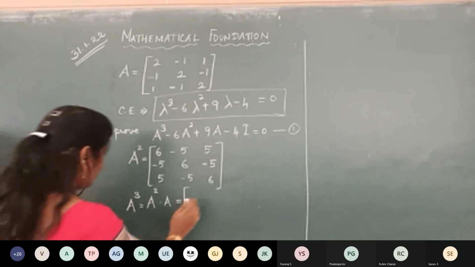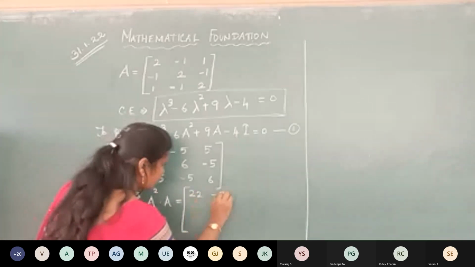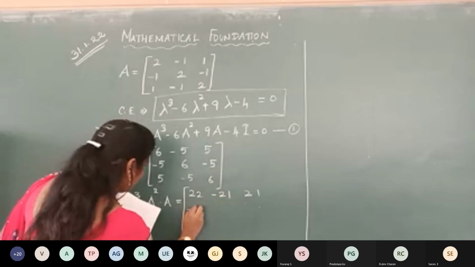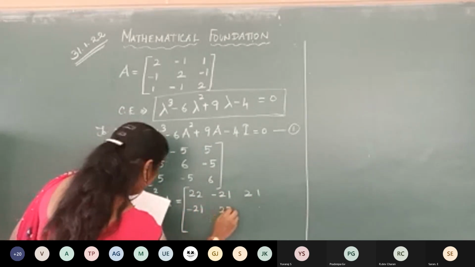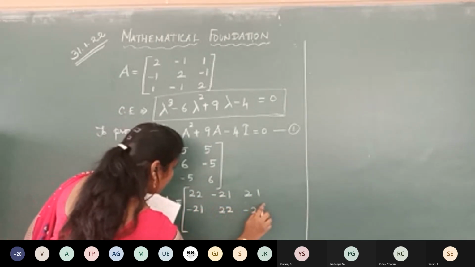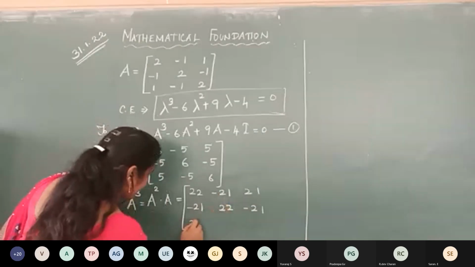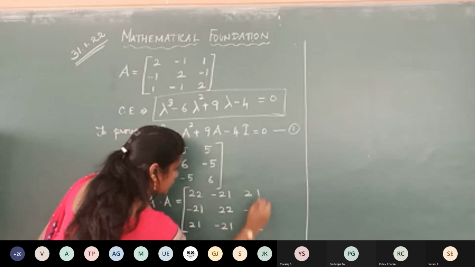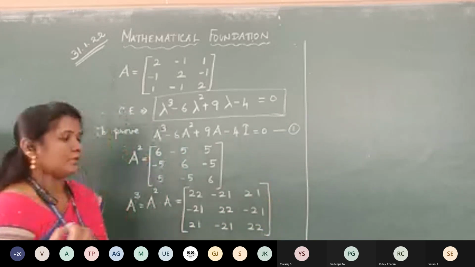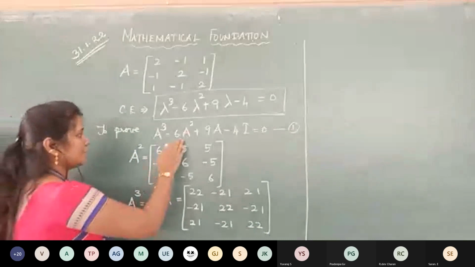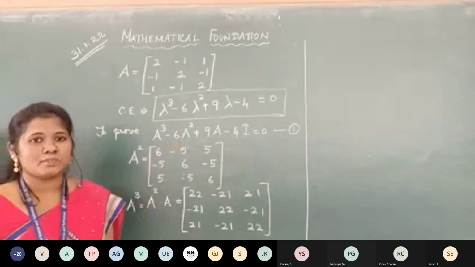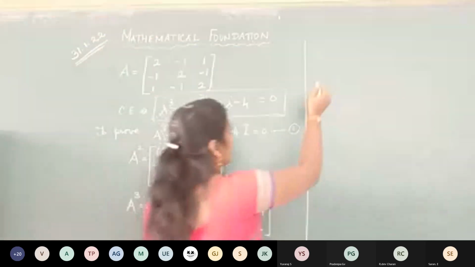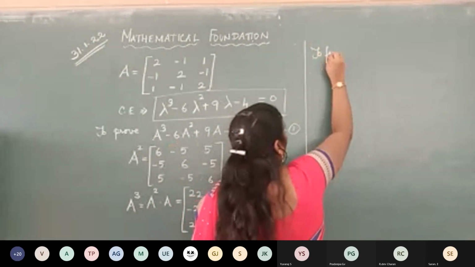You had got 22, minus 21, 21, minus 21, 22, minus 21. Check whether you had got the same values. Okay, so this was the value of your A cube. Then what did you do? You substituted here and saw whether it is equal to 0. Now you'll have to find your A inverse.